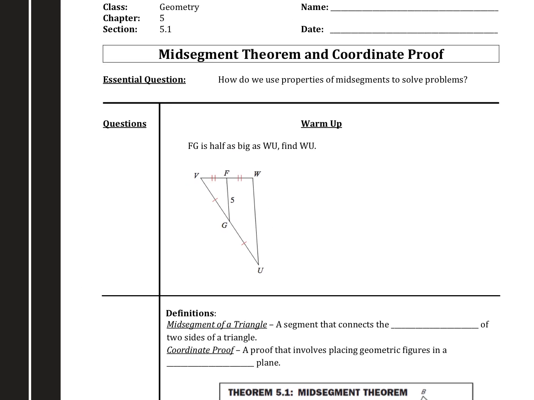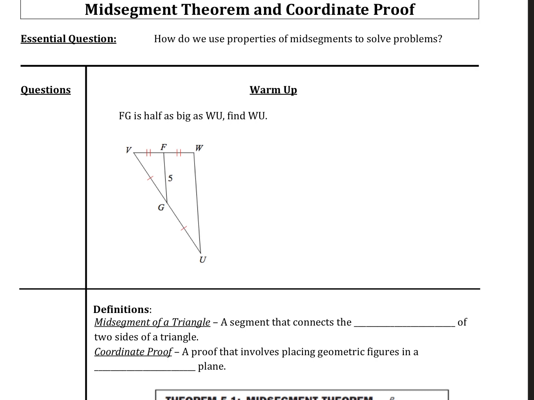So we have a warm-up here, and then I'll talk a little bit about what a midsegment is in a second. It says FG is half as big as WU, find WU. Go ahead and see if you can solve this. If FG is half as big as WU, find WU. What does that mean? So FG, which is 5, equals 1/2 of WU, right? I'll put WU in parentheses. So how do we solve that? Multiply both sides by 2. 2 times 5 is 10, so WU is going to equal 10. And maybe you didn't even need to do an equation for that.